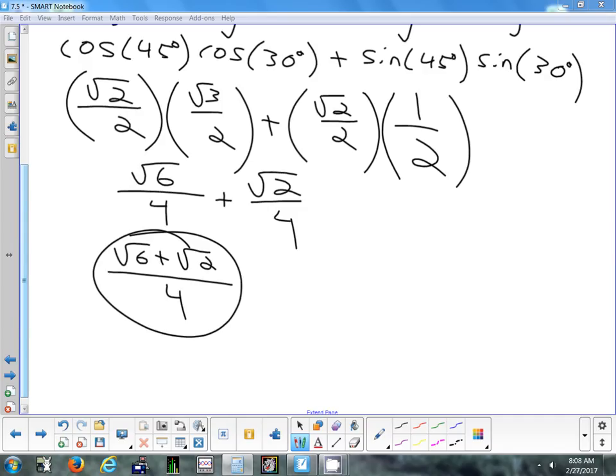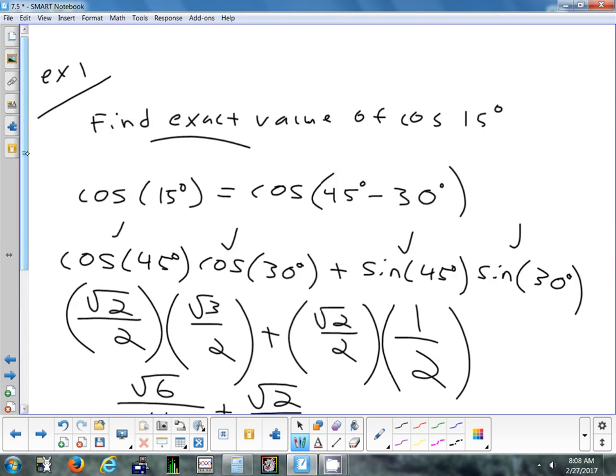So some of the problems on the test are just going to be arithmetic. All you have to do is give me the exact value for something like that. Okay, there's no proof or anything. It's just all arithmetic.